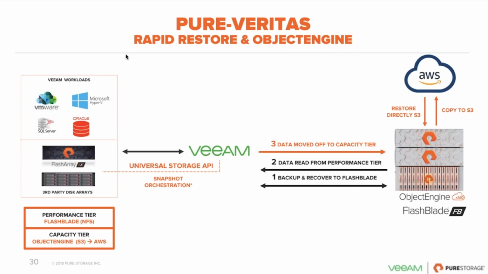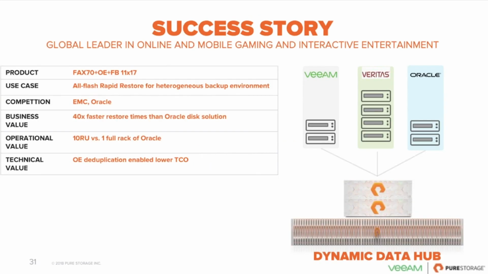The other thing to understand here is ObjectEngine doesn't hold any data. All the data passes through ObjectEngine and gets deduped on its way to the S3 target. So it's a stateless, highly scalable deduplication engine and integrates very nicely. We had to do very little work, almost no engineering work. In fact, there was 0 engineering work to get this to work with our colleagues at Veeam. And this is the success story that we've got right now.